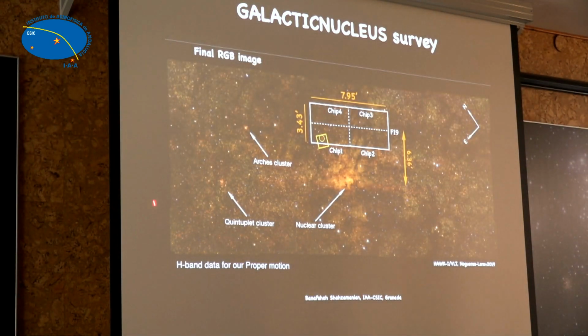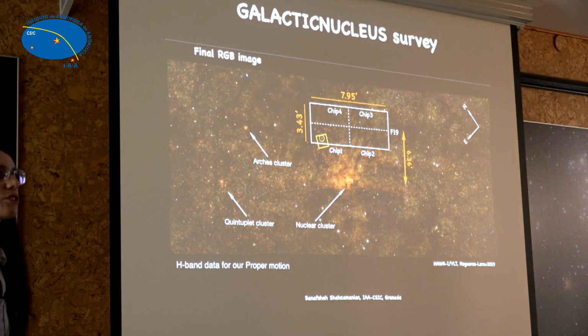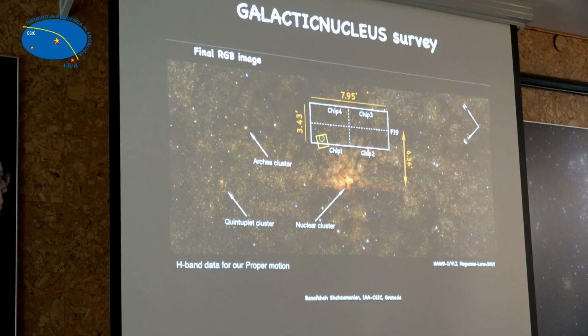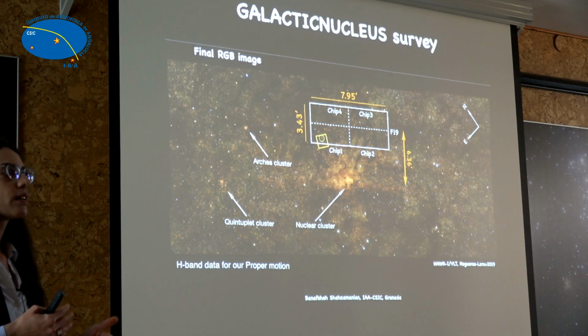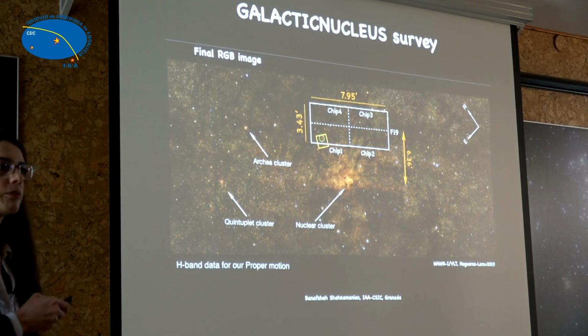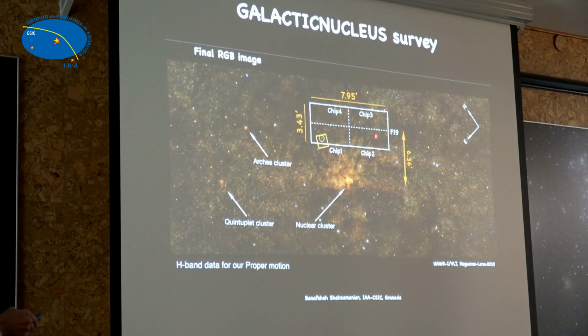Here you see a final RGB image using JHK of the Galactic Nucleus survey. Here you don't see much of the resolution, but it's quite nice, and we can resolve very good clusters and a lot of stars around. The region that we were interested in and started our analysis with is pointing 19, which is 6 arcminutes from the position of Sagittarius A star. It's shown here as F19. We have a lot of fields to study, but our pilot study is from this field.